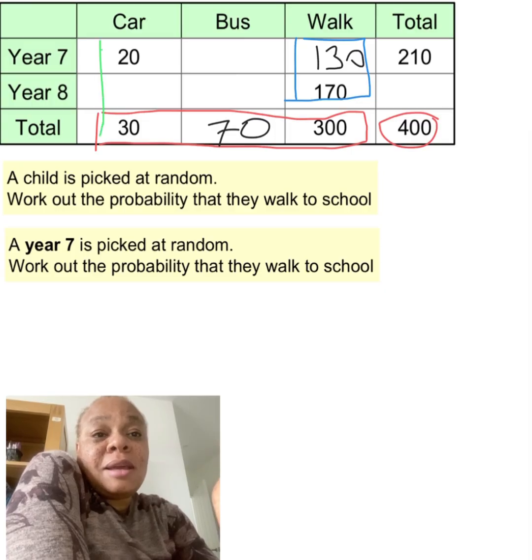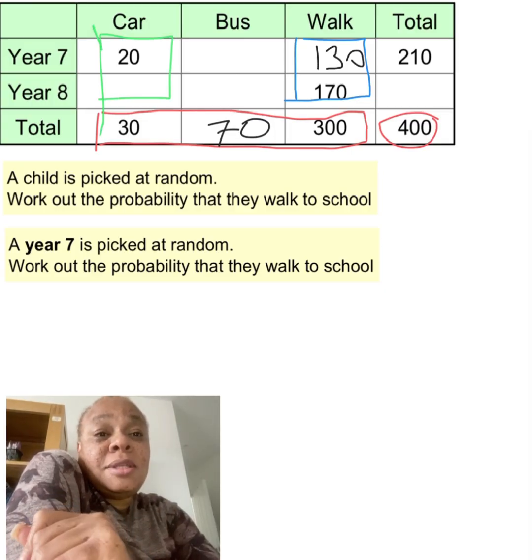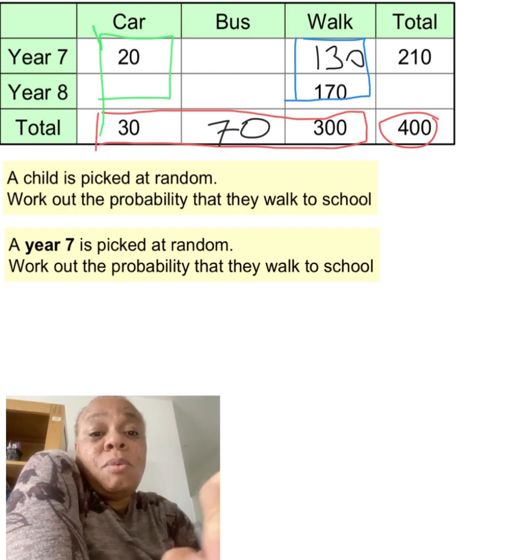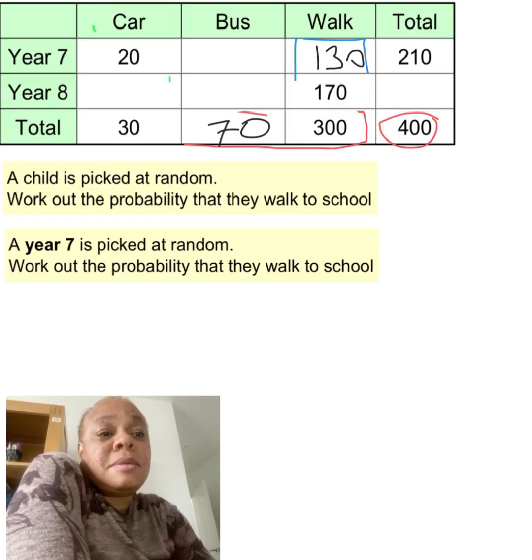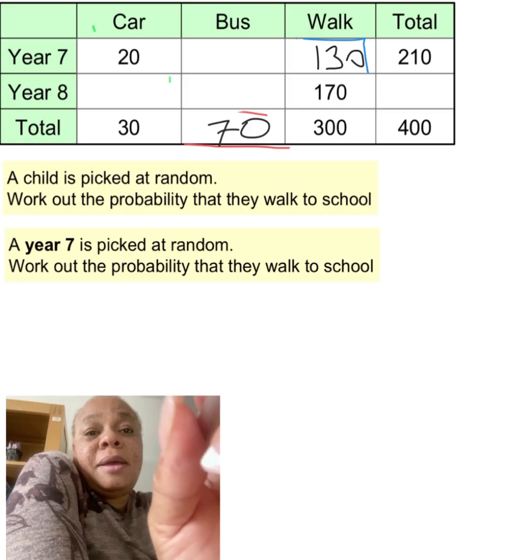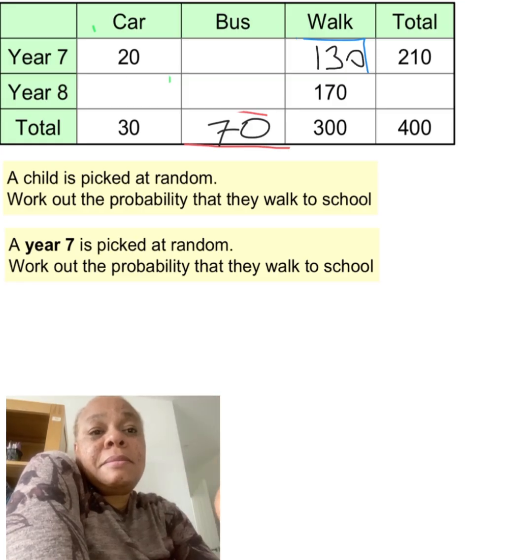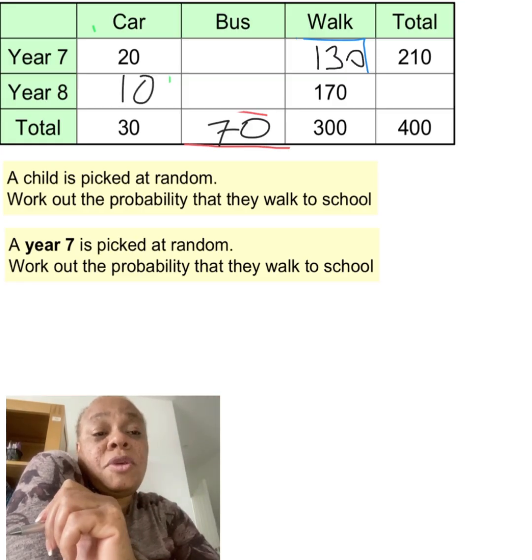Now the next one we're going to look at is this column here. We're looking at the car column. This car column should add up to 30, the year 7 and year 8 in that column. So if you do 30 take away 20, what you will have is 10. So what we have here is 10. 10 plus 20 should be equal to 30.